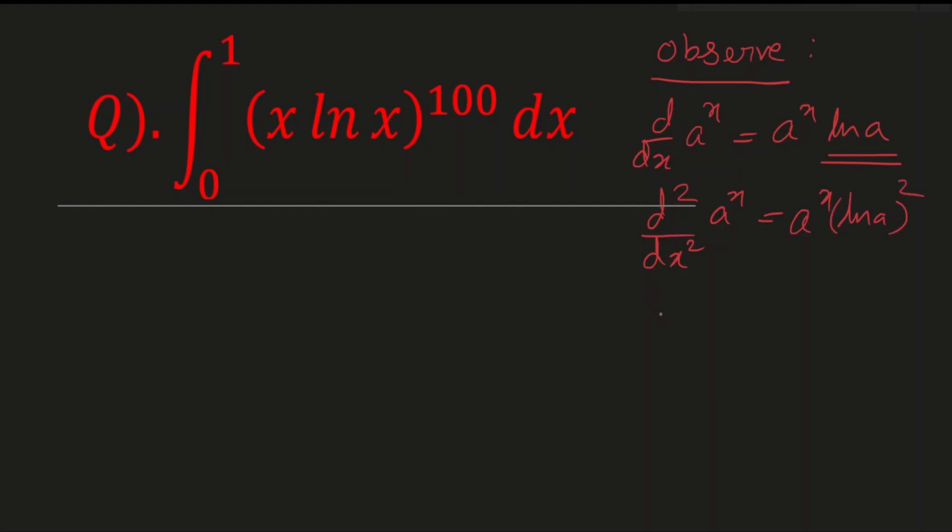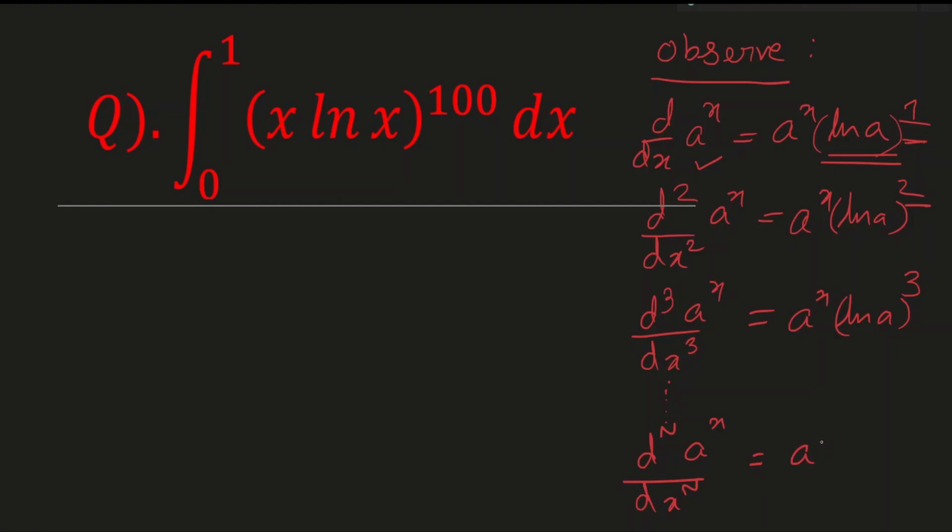Now I want you guys to observe that if I differentiate it once again, what I'm going to get is a^x (ln a)^3. So I want you guys to notice the pattern over here. Once I differentiate it once, I get ln a to the power 1, and when I differentiate it once again I get the square. So if I differentiate a^x n times, what I'm going to get is a^x (ln a)^n, right? So this is what I wanted you guys to observe first. Now let us move on with the solution of this question.